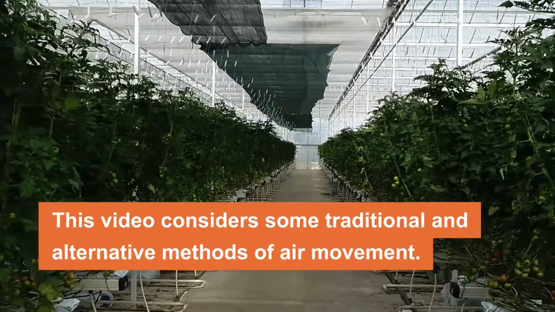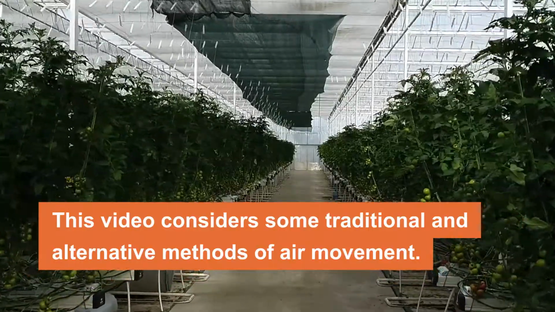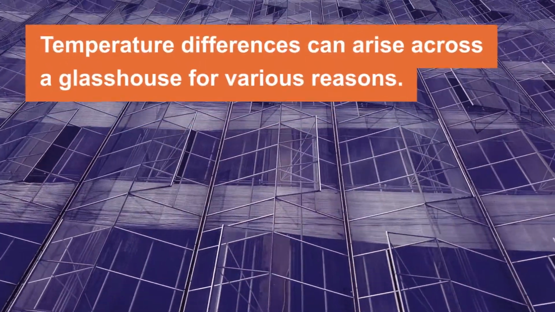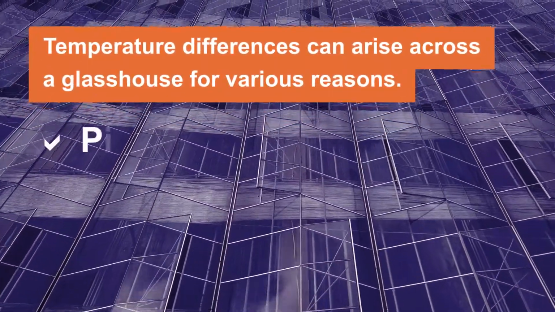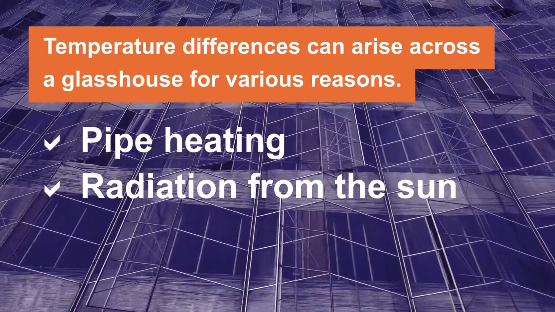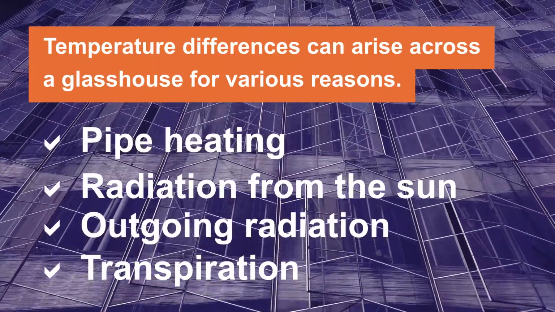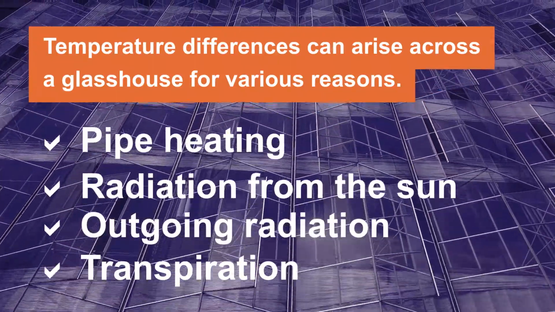This video considers some traditional and alternative methods of air movement and their relative merits. There are various reasons for temperature differences to arise in a glasshouse, such as pipe heating, incoming radiation from the sun, outgoing radiation, i.e. heat loss from the glasshouse, or transpiration from the crop.